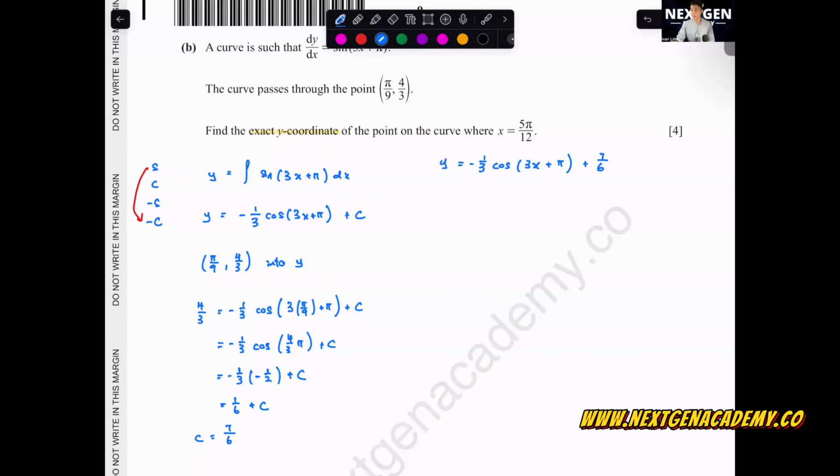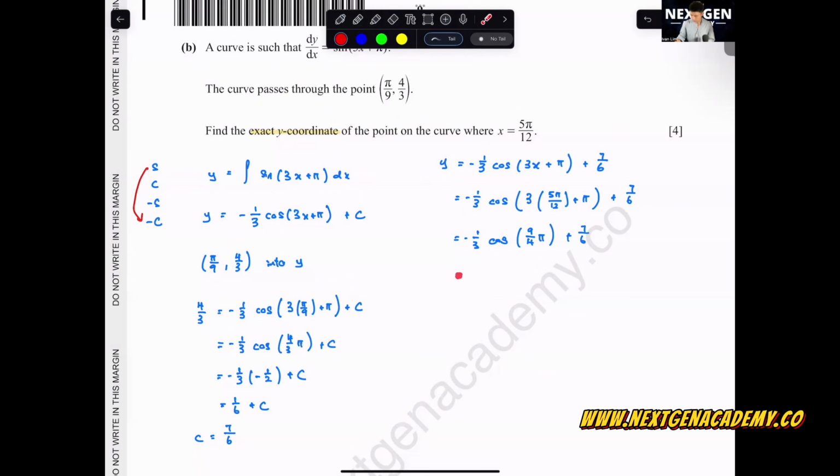Okay, we're going to substitute in the x value. So negative 1 over 3 cos(3 times 5 pi over 12 plus pi) plus 7 over 6. Yeah, I always simplify the inside one first. So 3 times 5 divided by 12, 5 over 4 plus 1. Then it's 9 over 4 pi. This one, I won't type the whole thing into a calculator. Whatever you can simplify, simplify it first. Okay, then also another thing, this is all in terms of radian.